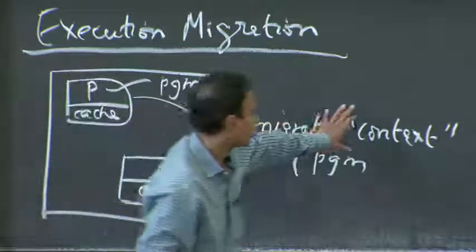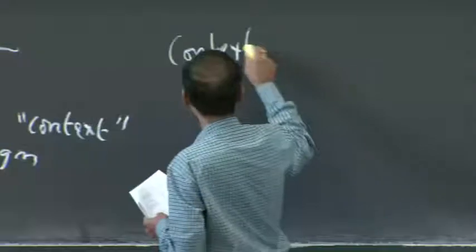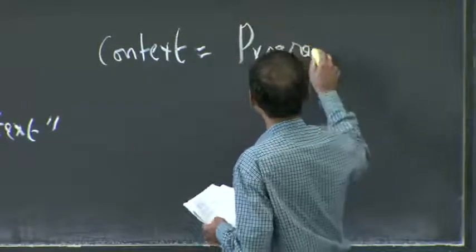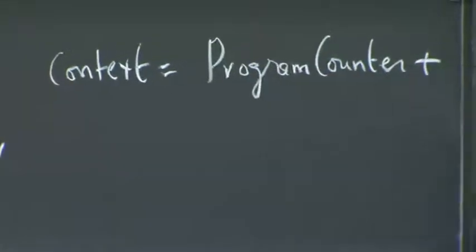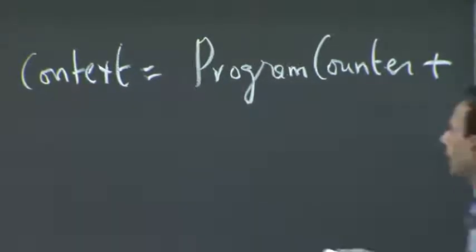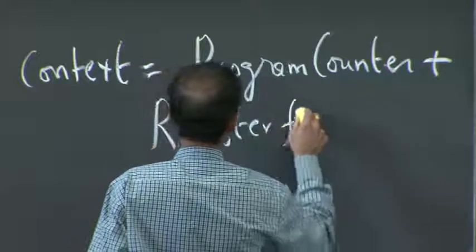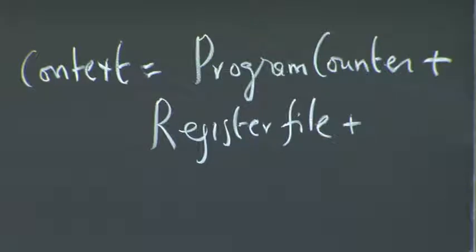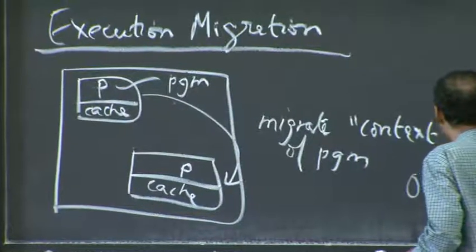And so what is the context? For those of you who have taken 6004, you probably know what this is, but it's simply where you are in terms of executing your program, and that's typically given to you by your program counter, and the current state of your register file, and a few other things, including cache memory and so on and so forth. So the advantage with execution migration is that it's a one-way trip as opposed to a round trip.